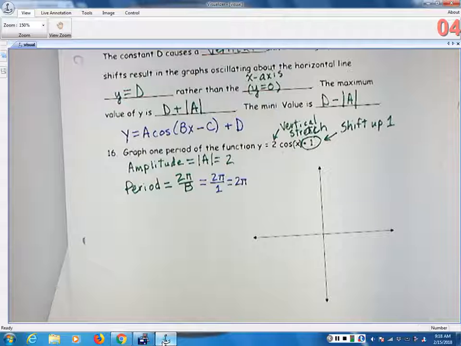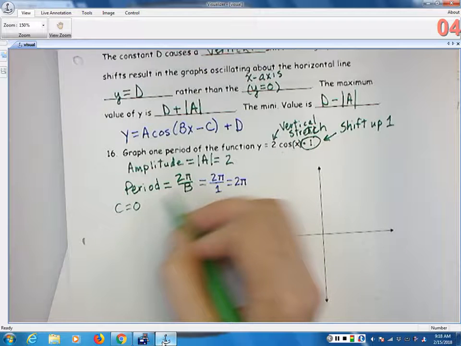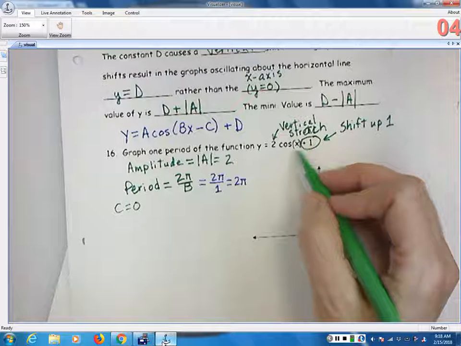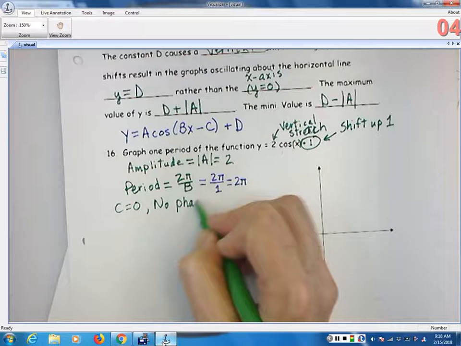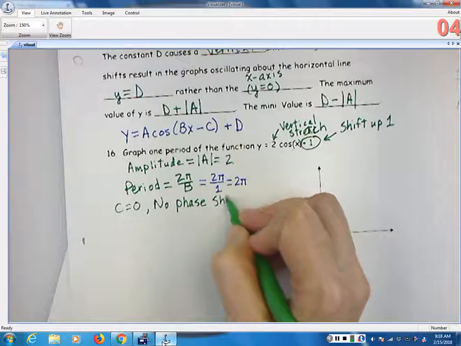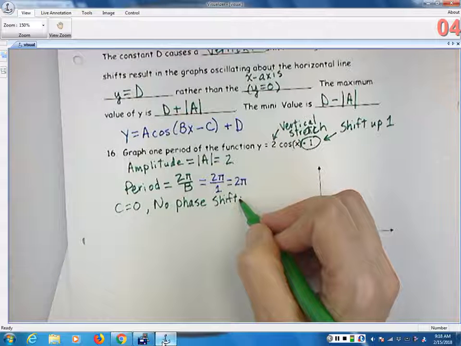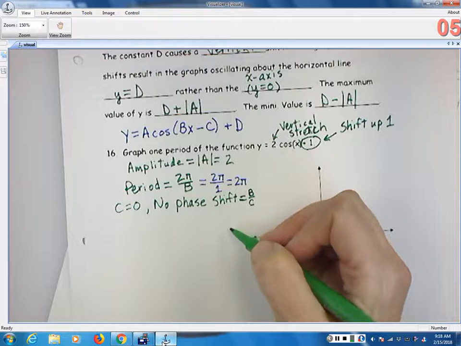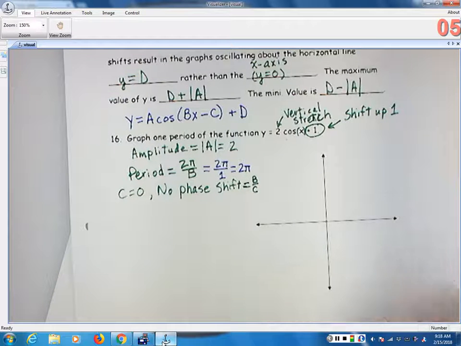There's no phase shift because C is 0, because we're not subtracting or adding inside the cosine function. So there's no phase shift. Phase shift was B over C, but there's none. And our period's 2 pi. Vertical shift, so we've talked about all those shifts, so now we're on the next slide.